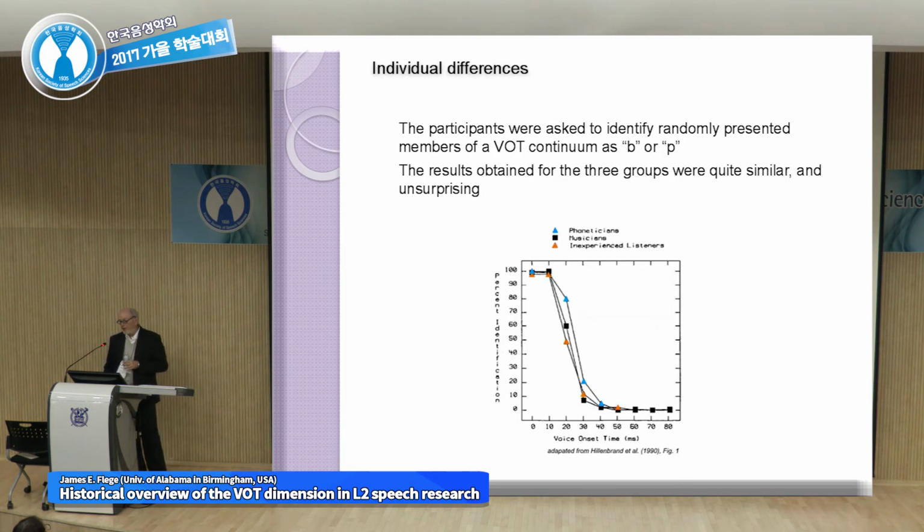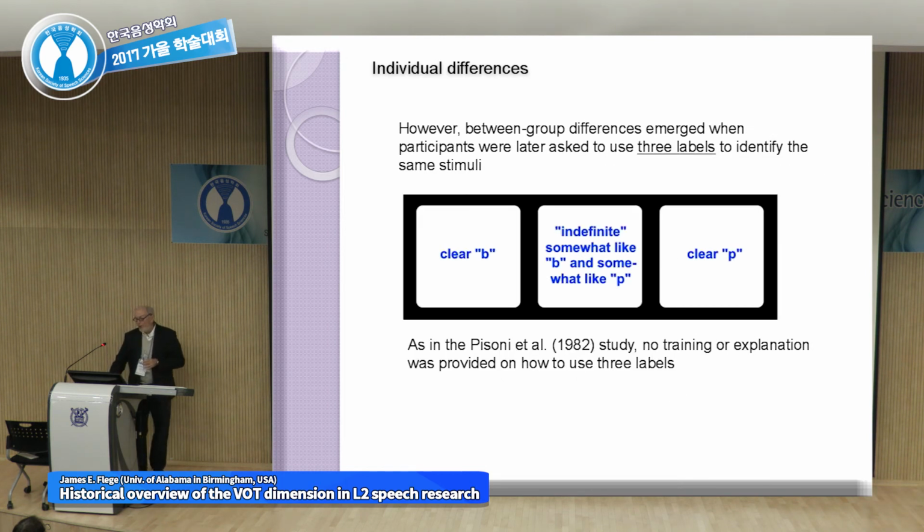The participants were asked to identify randomly presented members of a VOT continuum as B or P. The results for the three groups were, of course, quite similar and unsurprising. However, between-group differences emerged when the participants were later asked to use three labels to identify the same stimuli. The labels were a clear B, clear P, and then something in the middle, something indefinite that was a little bit like B and a little bit like P. As in the Pisoni study, no training or explanation was provided on how to use three labels.